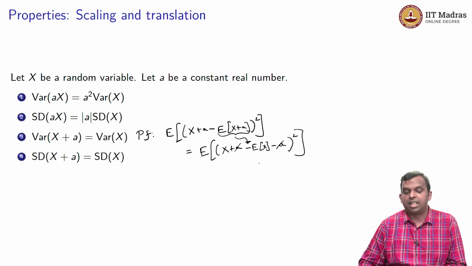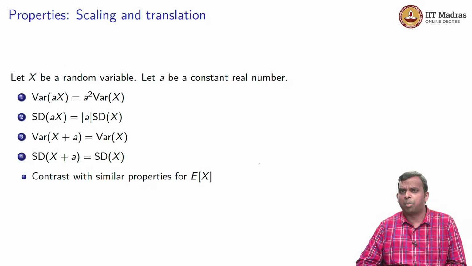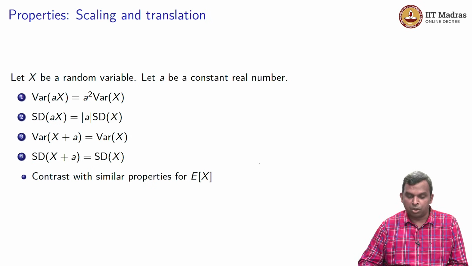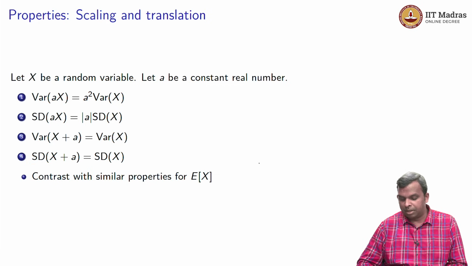So scaling and translation are easy to establish. I want you to contrast these with the similar properties for the expected value of X. You can see it's different because expected value is linear. Here you have that squaring term, so it becomes a bit different.